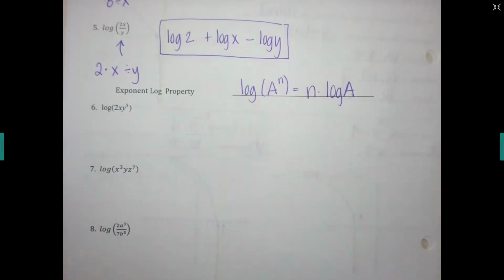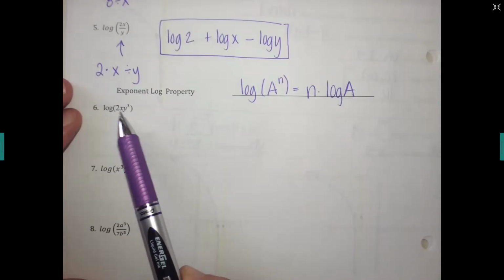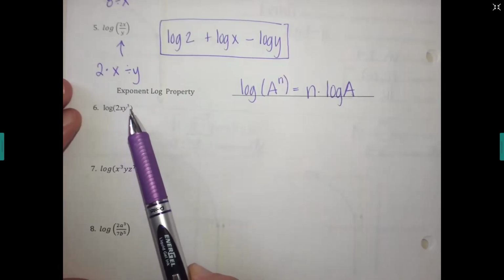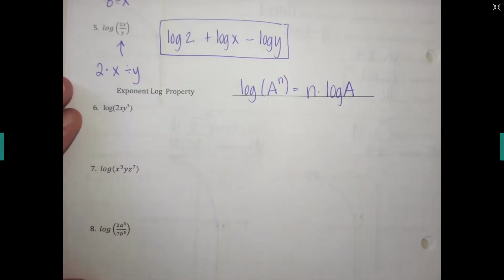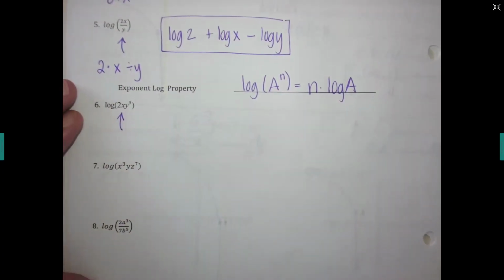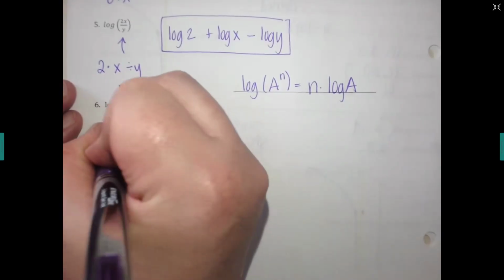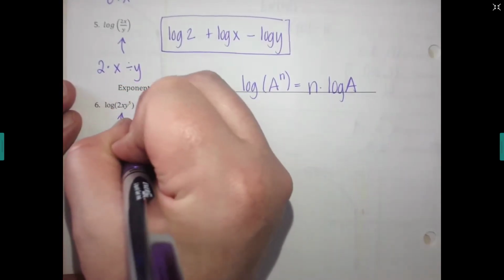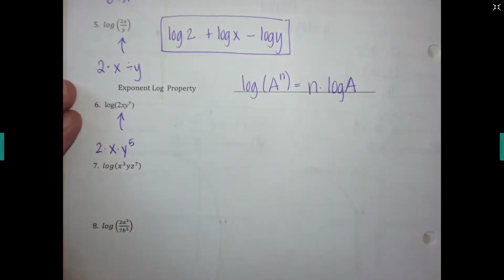So let me show you what I mean. Okay, this really isn't super hard. It should be pretty easy. Take a look at number 6. I have a 2, an x, and a y. None of them want to share. Right now, are they all multiplied or divided with each other? That's 2 times x times y^5. So when I split them up, if they're all multiplied, they're going to split with addition.